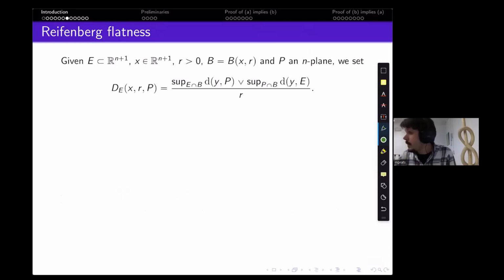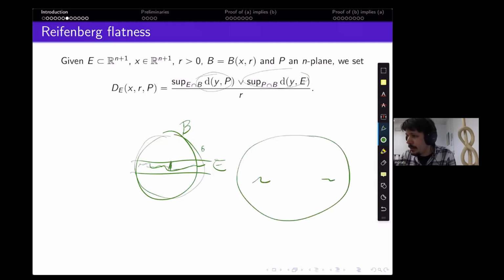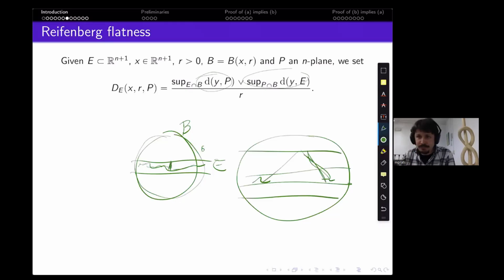What is Reifenberg flatness? When we have a set E, take a ball, and then you put a strip so that the distance is bounded by delta, let's say, when you divide by the radius of the ball, so in a scale invariant way, but in both directions. So the distance from the straight line to the set, and the distance from the set to the straight line. It's like a bilateral beta. There cannot be holes. This would have a very big beta, because it's comparable to this distance. Okay, it's flat and it's long.